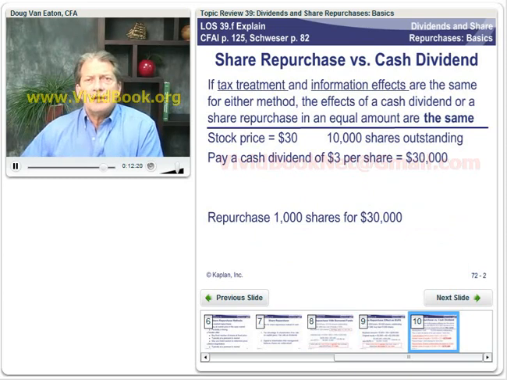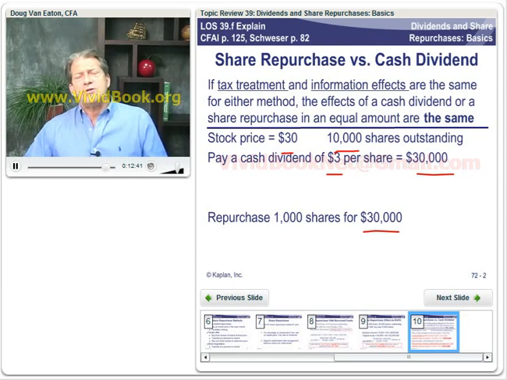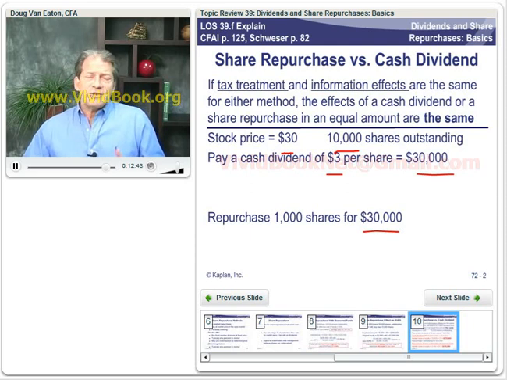Take a look at an example here with a stock price of 30 and 10,000 shares outstanding. We want to decide, well, what's the difference between paying a $3 a share cash dividend for $30,000 or spending that $30,000 to repurchase shares? Well, we'll see, no matter which way we do this, and it's pretty straightforward, the remaining value of the shares is the same. Why? We've returned $30,000. That's all that went on.